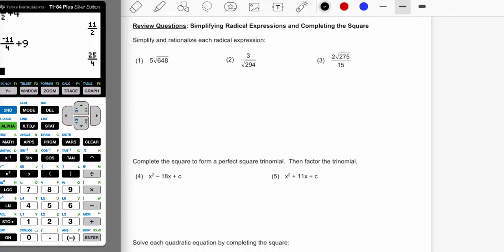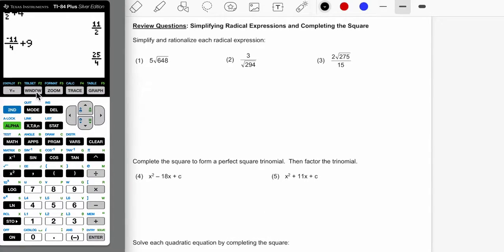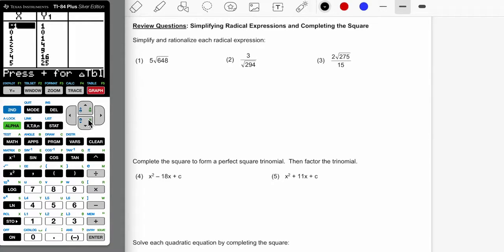For the first one, 648, maybe you don't know off the top of your head. And when that happens, you've got to do something. So in your calculator, you go to y equals, let me get rid of this stuff, and just type in x squared.